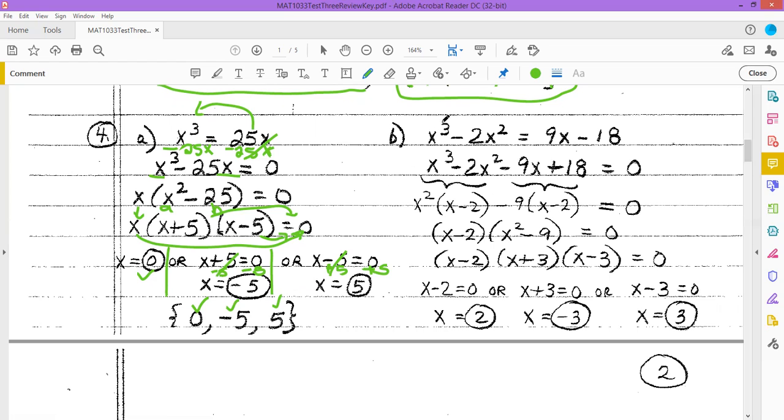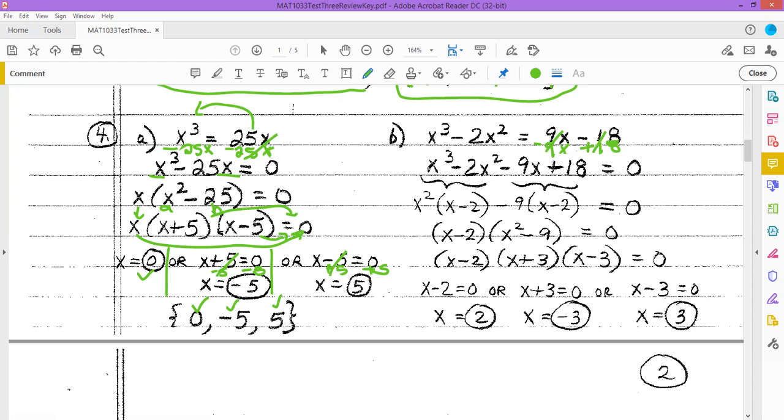Now letter B, we have x cubed minus 2x squared equals 9x minus 18. So we move all our terms to the left side. We're going to subtract 9x and add 18 to both sides of this equation. Now when we do that, the 9x and 18 are going to cancel on the right. We just have 0 left. So we carry down that 0, carry down our equal sign. And on the left side, we have x cubed minus 2x squared minus 9x plus 18.